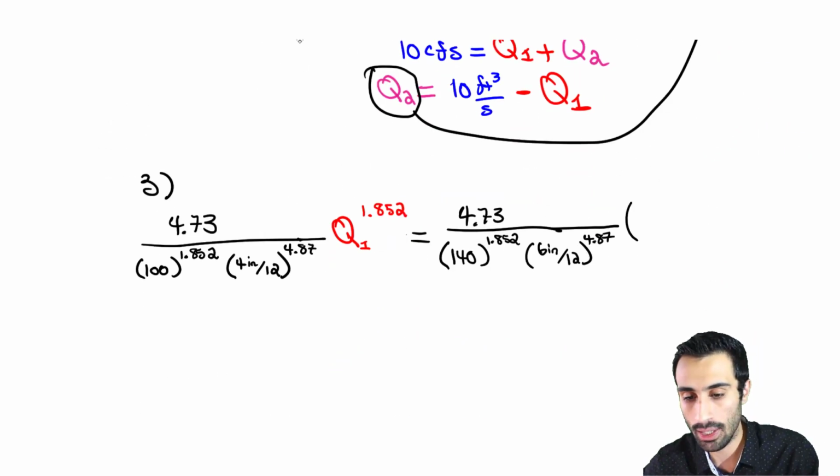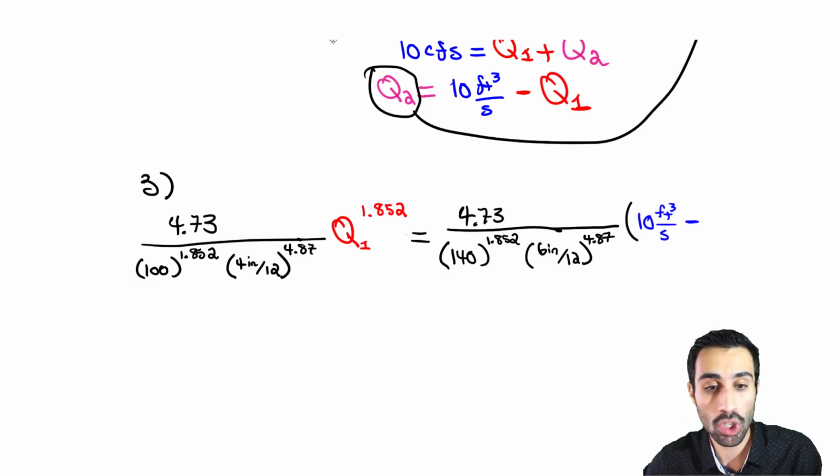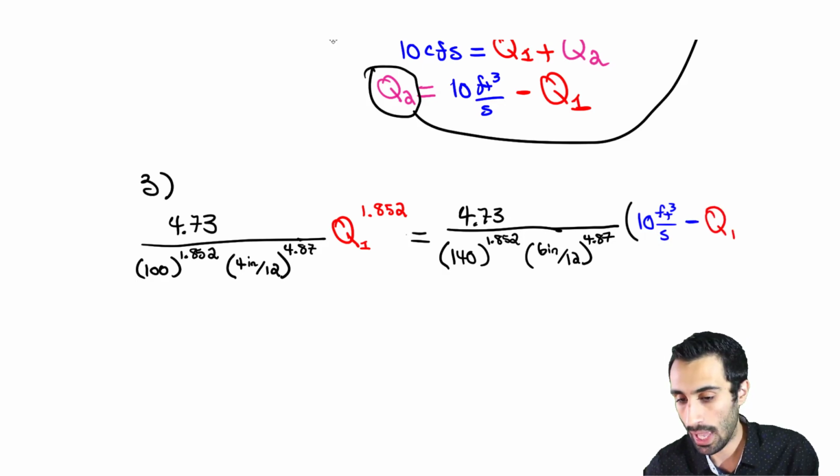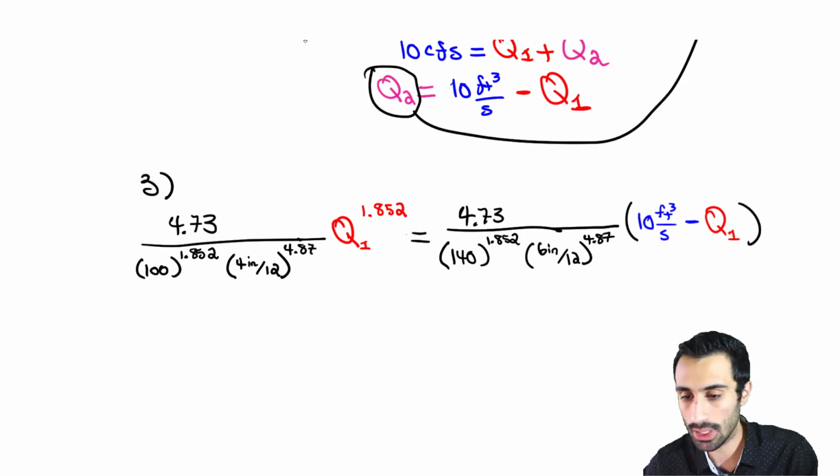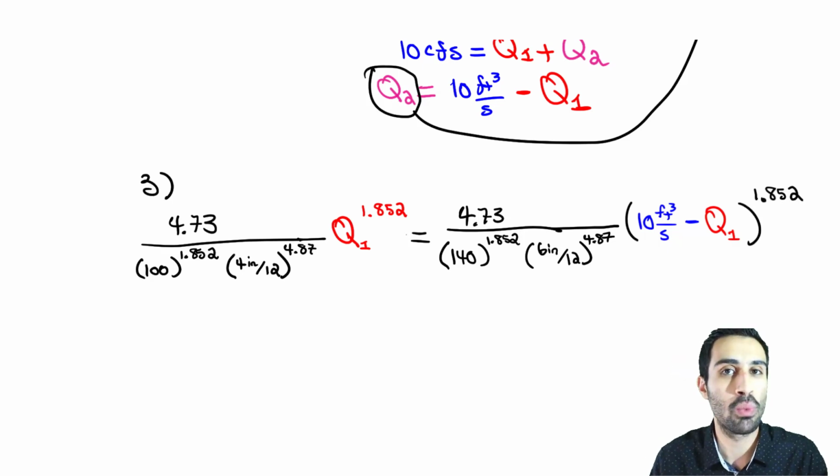So we will say it's going to be 10 cubic feet per second. So let me denote the units. And we do minus Q1. And all of this is still raised to the power. It's the same power as this, so it's going to be 1.852. Now we have one equation, one unknown. So let's start plugging stuff in the calculator.